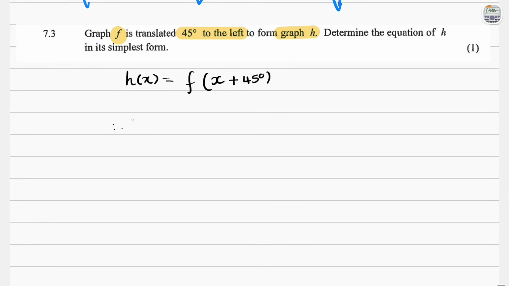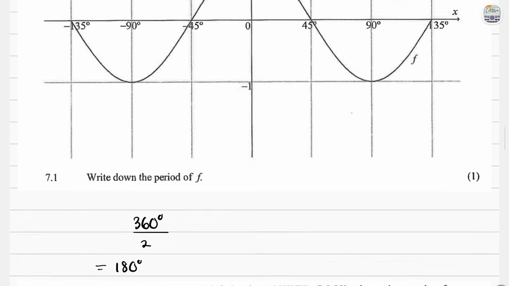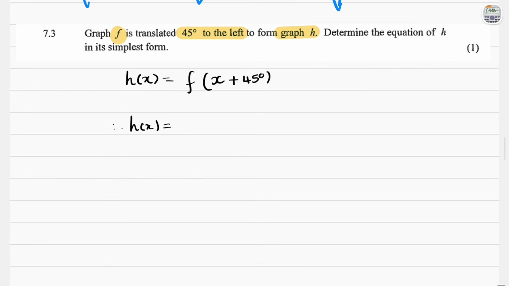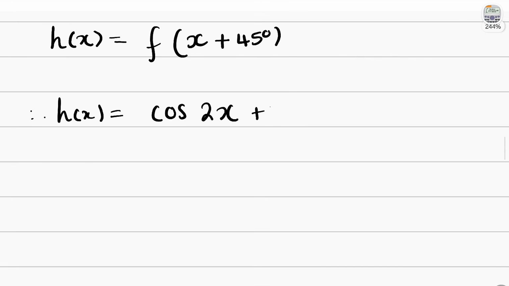And now let's go ahead and apply this. So h of x equals, and you're going to take the graph of f, which we know was cos 2x, and then wherever you see x, you're going to replace it with x plus 45 degrees, because you're adding 45 degrees to the x alone. Remember that the graph of f was cos 2x. You can't just say cos 2x plus 45 degrees, because now you've added 45 degrees to the 2x, not to the x.